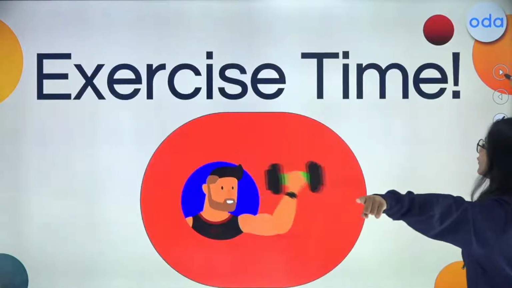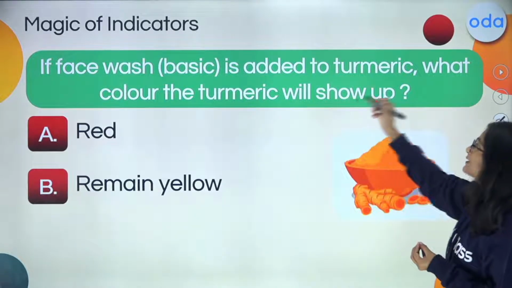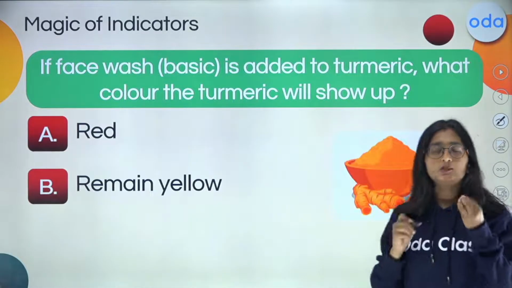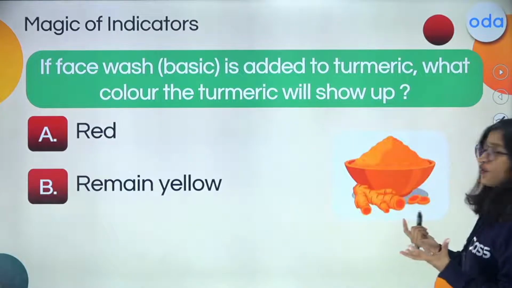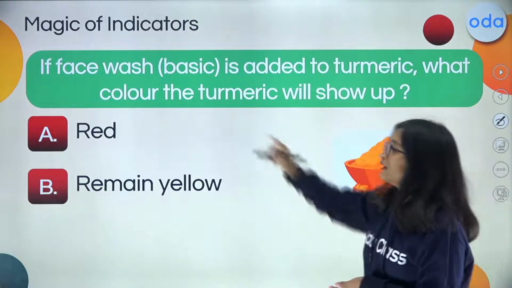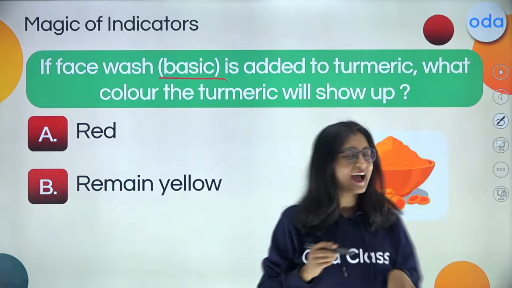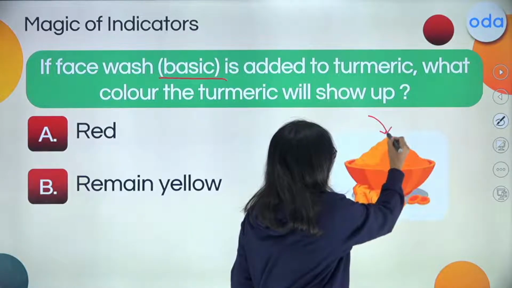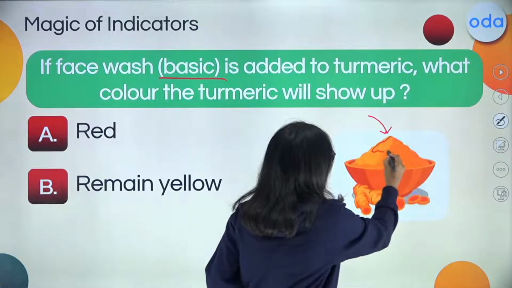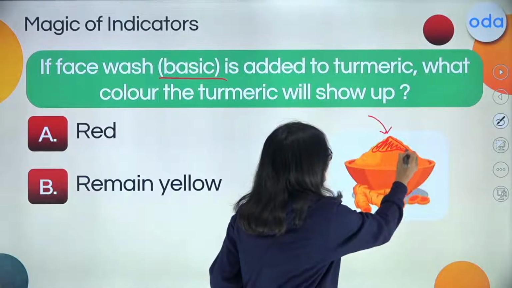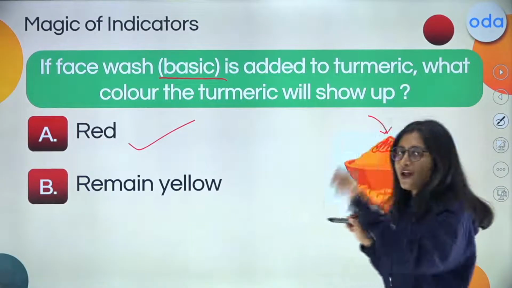So I do have a question for you. This is the exercise time. If face wash, which is basic in nature, is added to the turmeric, what color will the turmeric show up? Whether it is going to be red, remain yellow, or what should it be? In case of the face wash, which is basic in nature, suppose I add the face wash, or detergent, or any basic solution to it, this haldi is going to turn reddish in color, and that's why we are going to go with option A, that is red in color.